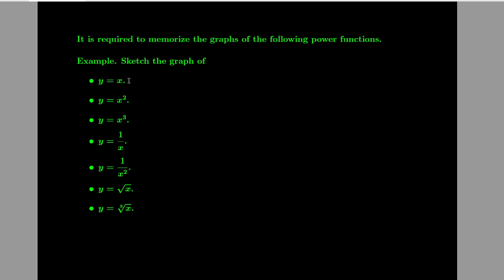You knew the graph of the first one. This one is a parabola. I just told you 1 over x and 1 over x squared. You knew square root of x. You don't need to memorize too many things actually. Okay, we're done with power functions.